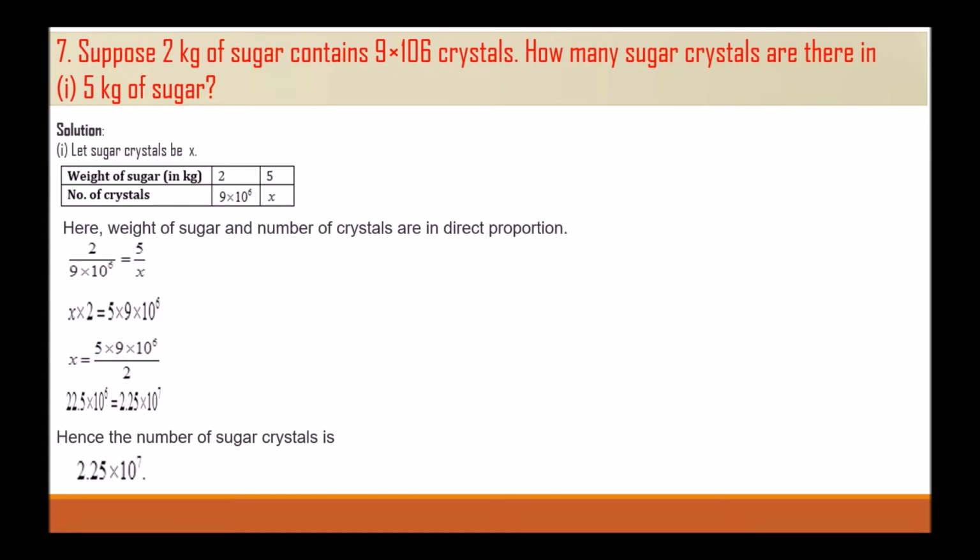Suppose 2 kg of sugar contains 9 into 10 raised to 6 crystals. How many sugar crystals are there in 5 kg of sugar? So let the sugar crystals be x. Here weight of sugar and number of crystals are in direct proportion. So 2 upon 9 into 10 raised to 6 equals 5 upon x. We will do the cross multiplication. So we will get x equals 5 into 9 into 10 raised to 6 upon 2. So the number of sugar crystals is 2.25 into 10 raised to 7.